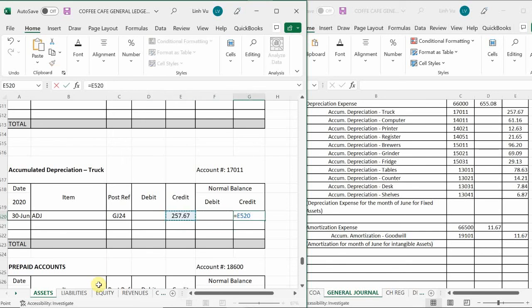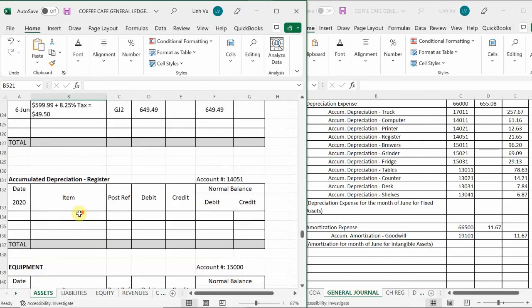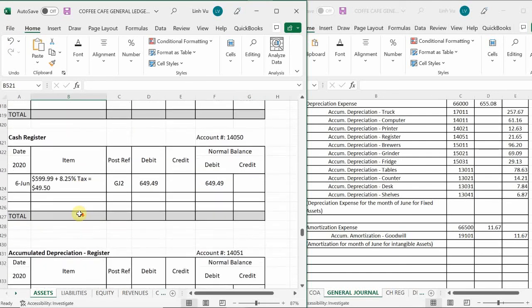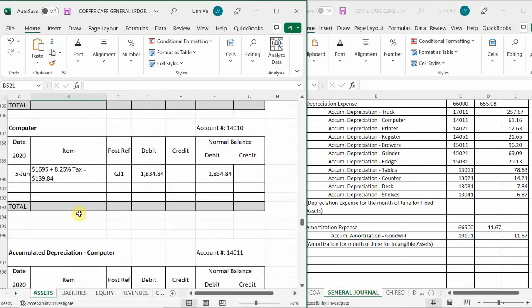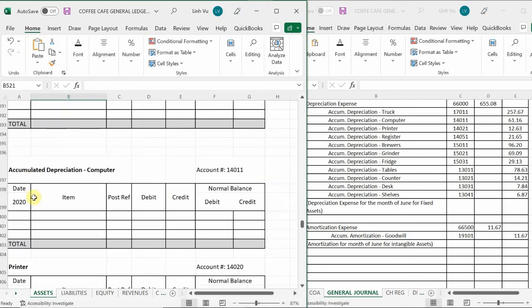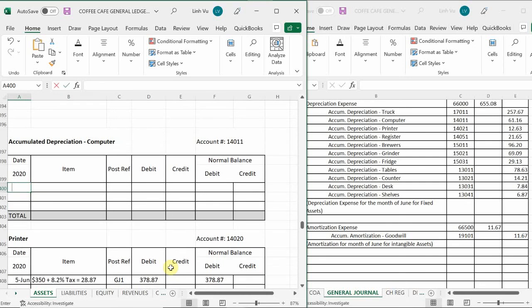And then we go to the computer. Here's the computer. What do you call it? Depreciation expense. 630 adjustment, page 24. Credit for 61.16. Okay.